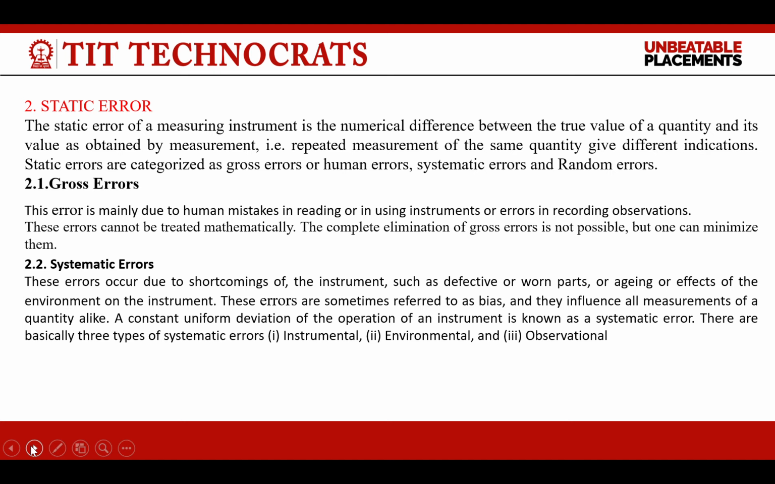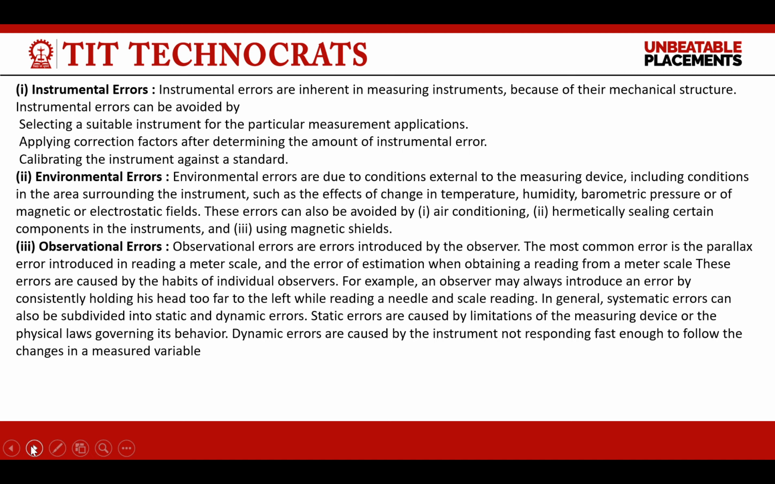Systematic error is the error that occurs due to shortcomings of instruments, such as defective or worn parts, or the aging effect of the environment on the instrument. There are basically three types of systematic error. The first one is instrumental, the second one is environmental, and the third one is observational. Instrumental errors are inherent in measuring instruments because of their mechanical structure.